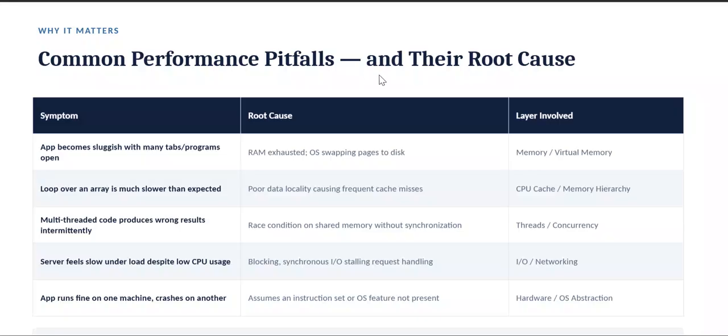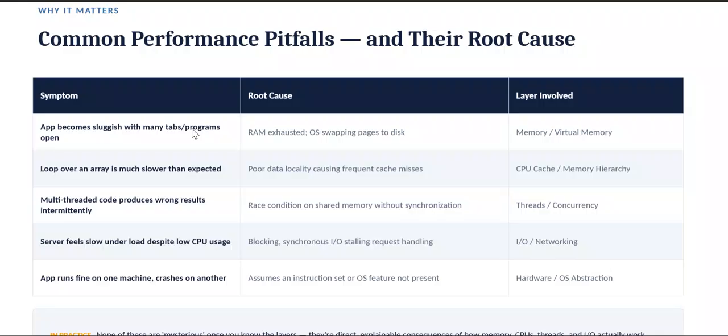Common performance pitfalls and their root causes. First, the app becomes sluggish with many tabs or programs open. When you are using your device and your apps become sluggish with many tabs and programs open on your phone, the root cause is that RAM is exhausted and the OS is swapping pages to disk. The layers involved are memory and virtual memory.